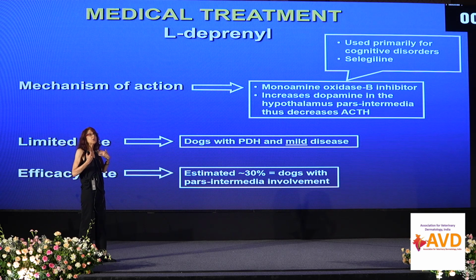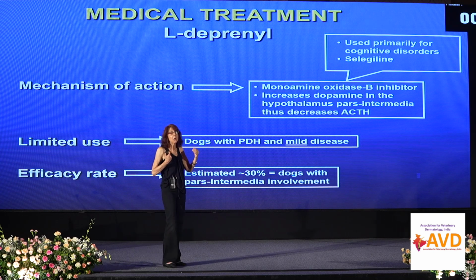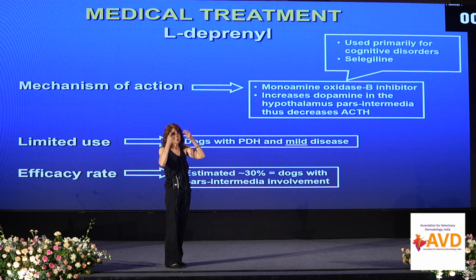So in which situations do you use L-Deprenyl? Mild cases of pituitary dependent Cushing's. We don't know if it's in the pars intermedia or not. The chances are it will not be involved in the pars intermedia, so then the chances that this drug will do much are very small.